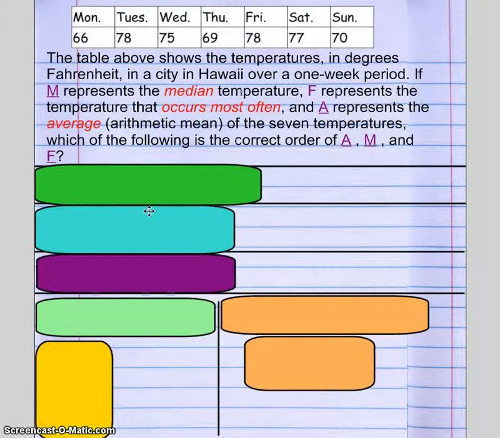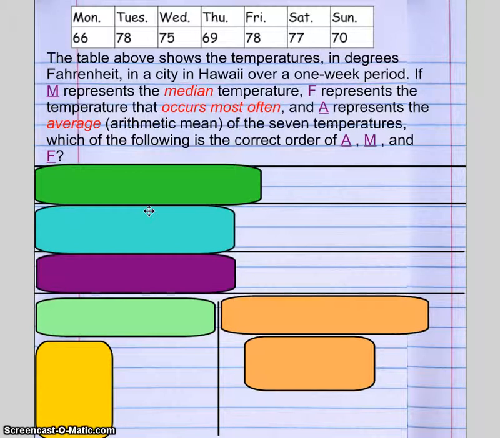Now we're going to take a look at a medium range question. These types of questions will appear in usually the questions ranging from 8 to 16 in a standard math SAT section. So let's take a look at the question. As you can see, we have a table above with a different set of numbers and days of the week. So we're going to be using this information. The table above shows the temperatures in degrees Fahrenheit in a city in Hawaii over a 1 week period.